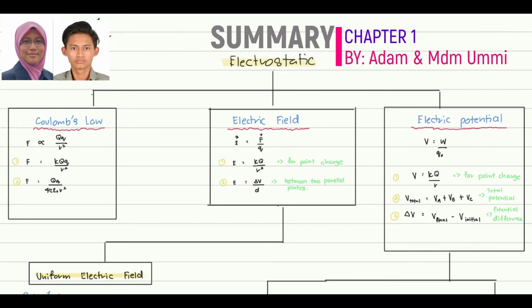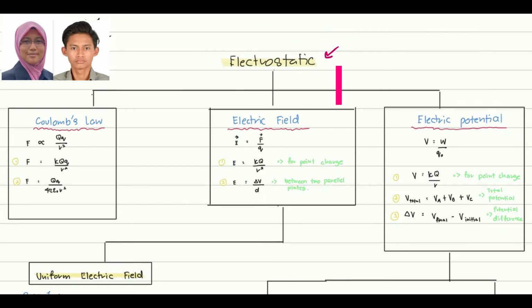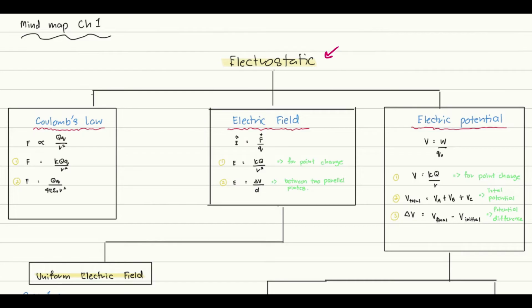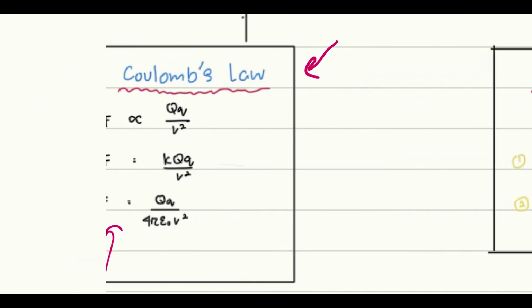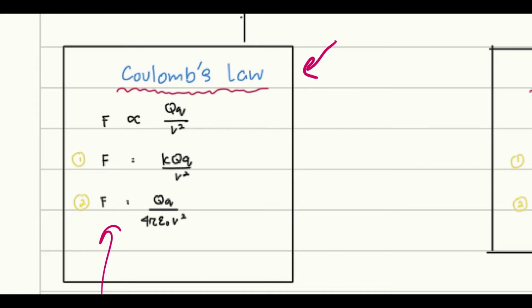Physics chapter 1, second semester, is electrostatics. For chapter 1, we have a few subtopics that we are covering. First we have Coulomb's law. Coulomb's law is about electrostatic force. This is the basic equation of Coulomb's law: F equals kq1q2 over r squared, and r is the distance between two charges.